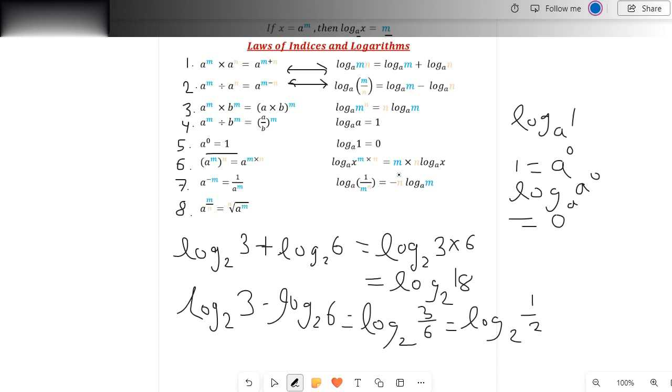For the sixth rule, we have log base a of x to the power m times n, which can be written as m times n multiplied with log base a of x, similar to the third rule. And finally, we have log base a of 1 over m to the power n, which is equivalent to minus n log base a of m. So according to that rule, we can also write log base 2 of a half is equal to log base 2 of 2 to the power minus 1. And as log base a of a is equal to 1, we can write that as minus 1.